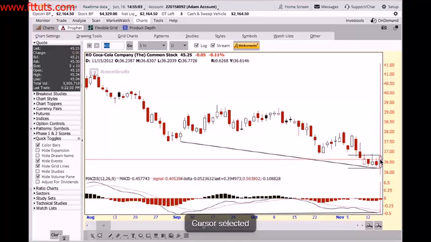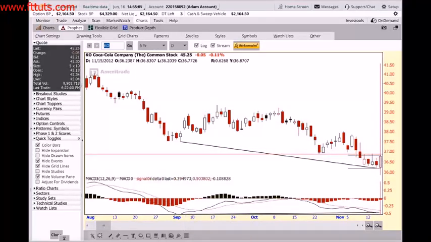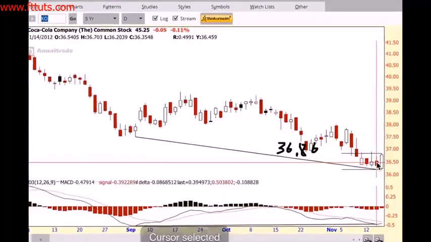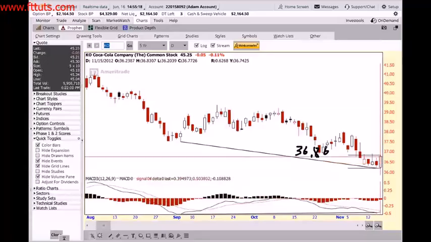Just confirm that. So the entry price is 36.86. That's my entry price. My stop loss is again 3 cents below the low of the candle, 36.17.